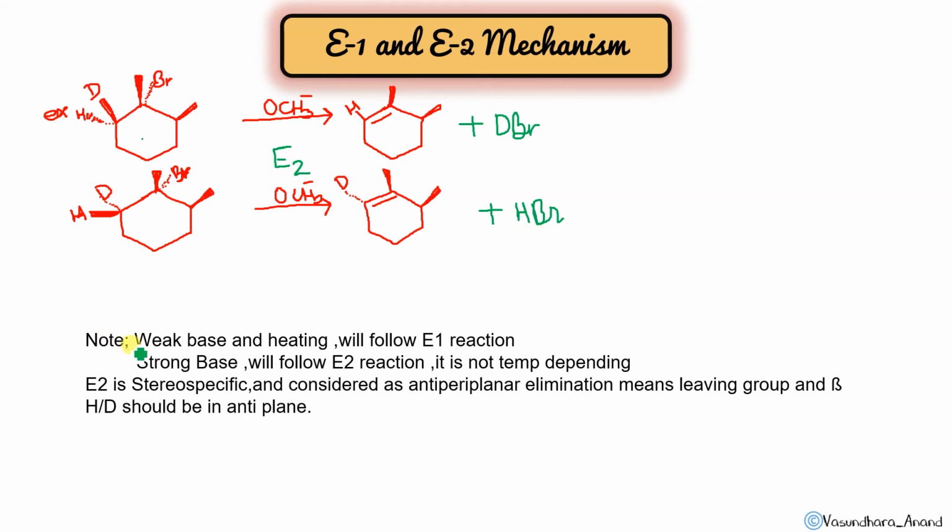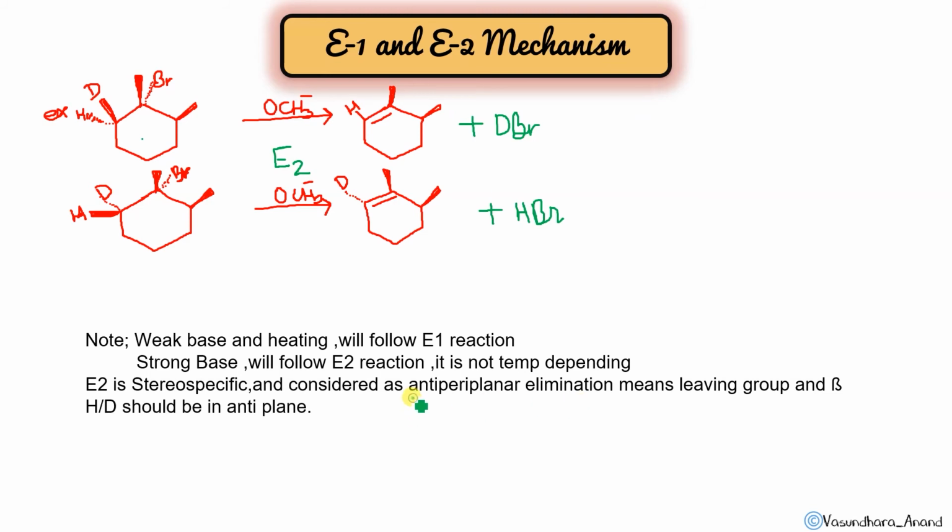I have that conclusion that if it is a weak base and heating, it will follow the E1 reaction mechanism. If it is a strong base, it will follow the E2 reaction, and it is not temperature dependent. Temperature given or not given makes no difference. E2 is very stereospecific and is considered anti-periplanar elimination.